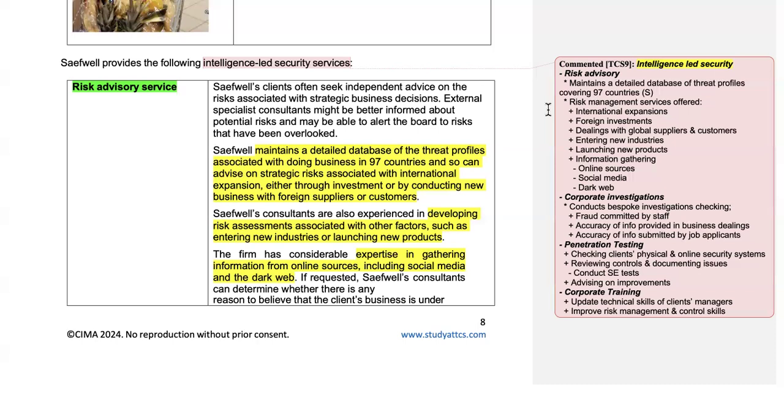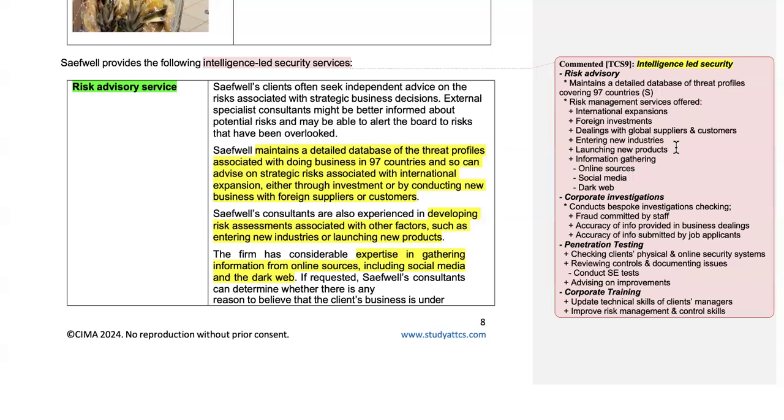So we have evaluated the macro factors. We have an in-depth understanding about the macro factors concerning 97 countries. And whenever one of our clients wants to expand to a country, we are in a position to easily spot the risks and recommend mitigatory action. And we are also providing similar risk advisory services for foreign investments, dealings with global suppliers and customers.